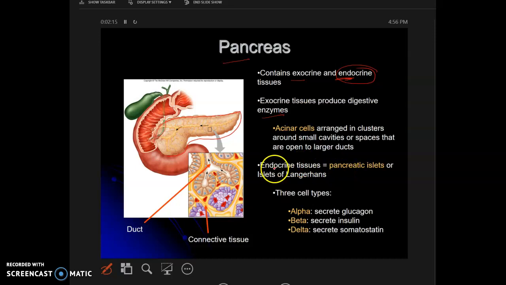But there are the endocrine cells, which are in the form of islets, small islands. All right, pancreatic islets, called the islets of Langerhans. You have to know this. So the endocrine part is in these groups of cells, and there are three types of cells: alpha, beta, delta. Alpha produces glucagon, beta insulin, and delta produces somatostatin.